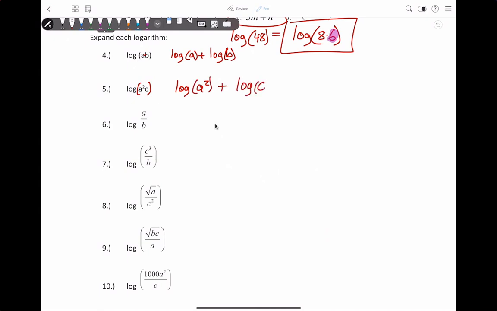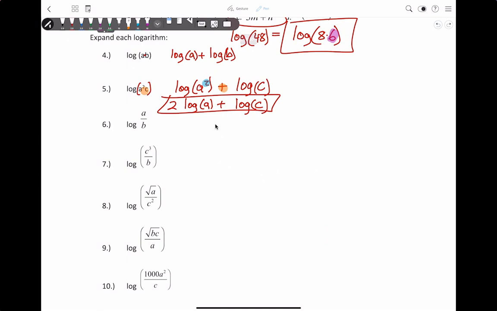Again, we're expanding this. We saw multiplication existed there, so we made addition here. The next step we're going to see is this power. So rule 3, right? We're going to move it out in front. So we could say it's going to be 2 times the log of a plus the log of c. And this would be our expanded form. Notice how we're not only breaking it apart, but we're trying to have no powers inside the argument. Those powers are 1, like a to the 1 and c to the 1.